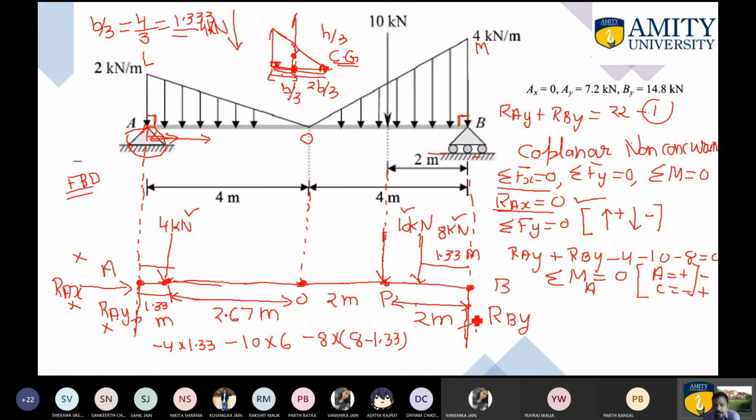After that you are left with Rby. Now the rotation will be anti-clockwise. So plus Rby multiplied by the perpendicular distance, which is the whole distance, which is 8. So you are required to equate it to 0. From here you can calculate Rby, which will come out as 14.8. Once you substitute the value of Rby over here, then you will get the reaction Ray as 7.2.